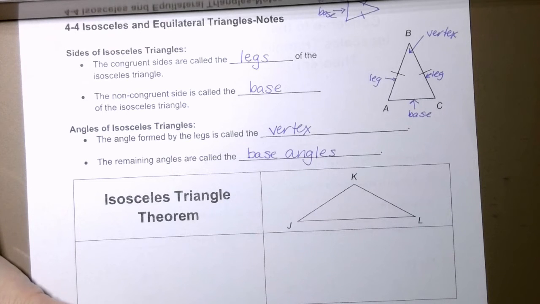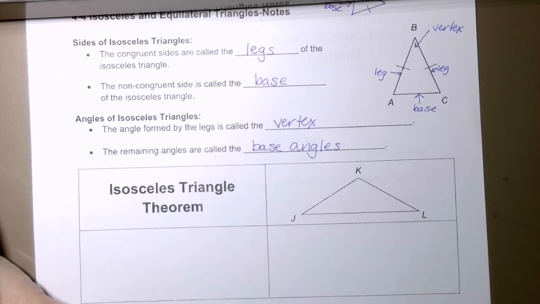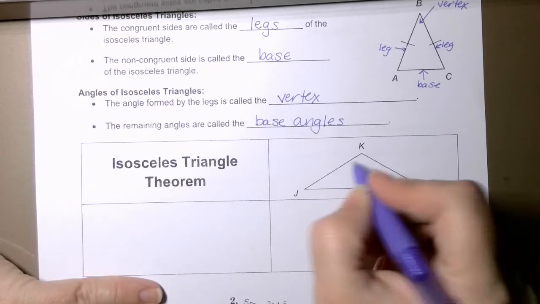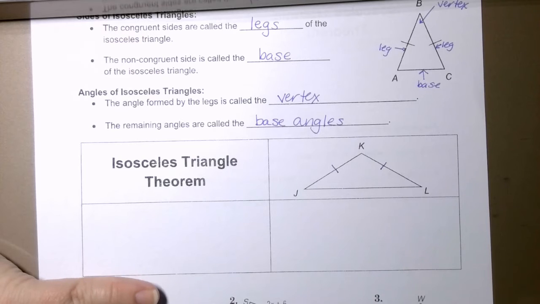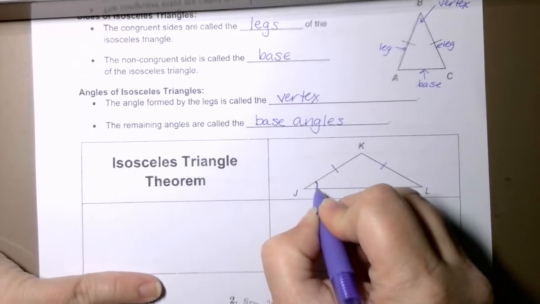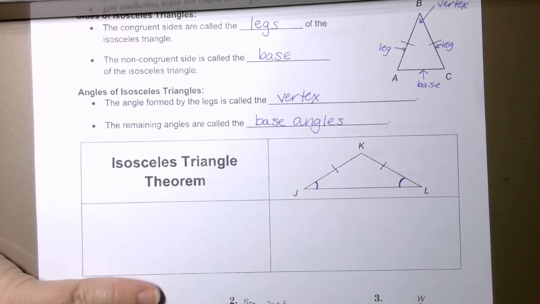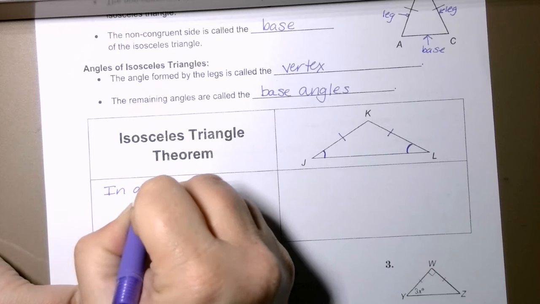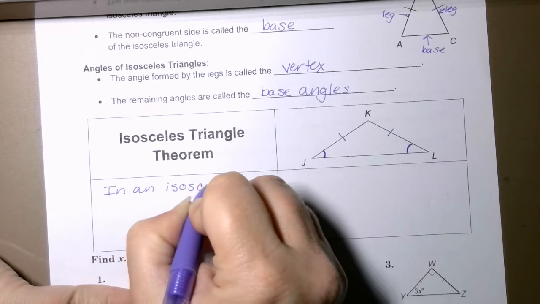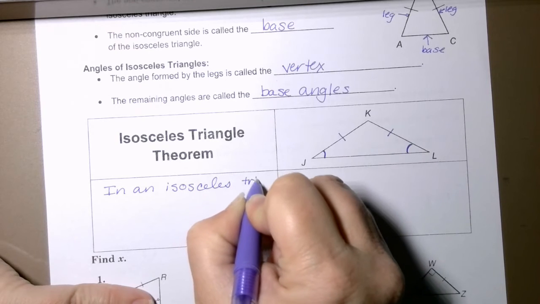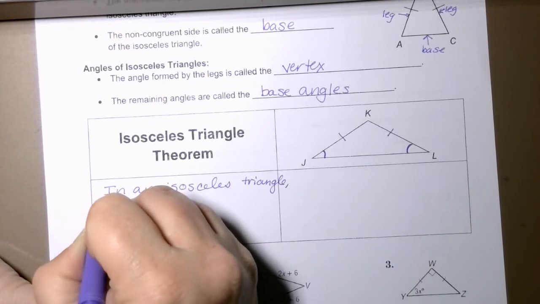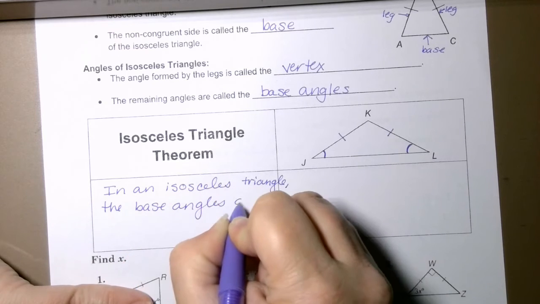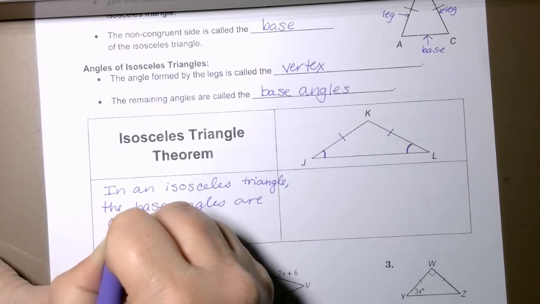Okay. So, there is a theorem about an isosceles triangle. The isosceles triangle theorem says if you have an isosceles triangle, if I mark those two sides, the base angles are also congruent in addition to the sides. So, in an isosceles triangle, the base angles are congruent.